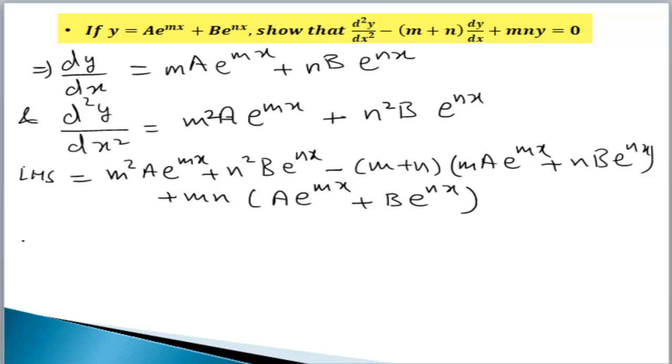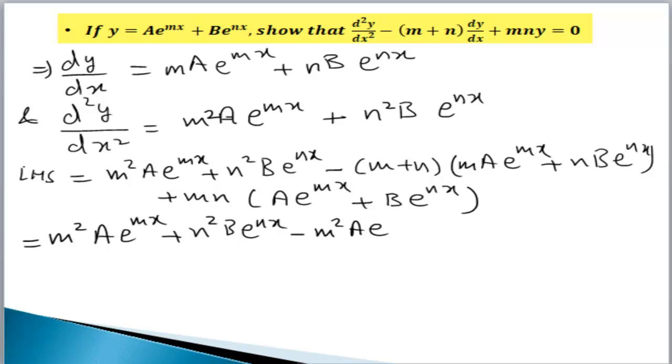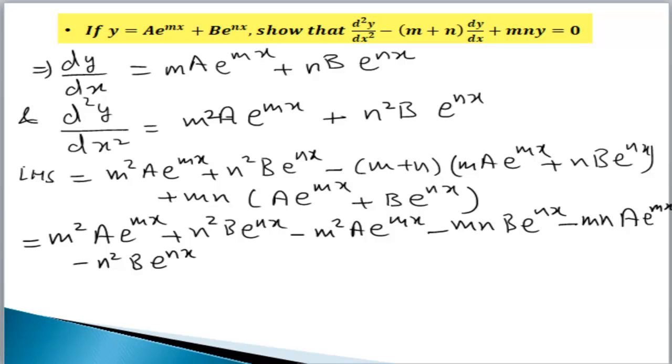So this entire expression we need to expand. Because the right hand side is 0, so obviously all the terms need to be cancelled out. So let us expand it. First we'll multiply n with both, minus m with both. So we get minus m square a e to the power mx and then minus m n b e to the power nx. Then multiplying both these terms by minus n, we get minus m n a e to the power mx and then multiplying minus n with n b e to the power nx. So it will be minus n square b e to the power nx. Now coming to the last part, multiply mn with both of them, we get plus mn a e to the power mx plus mn b e to the power nx.